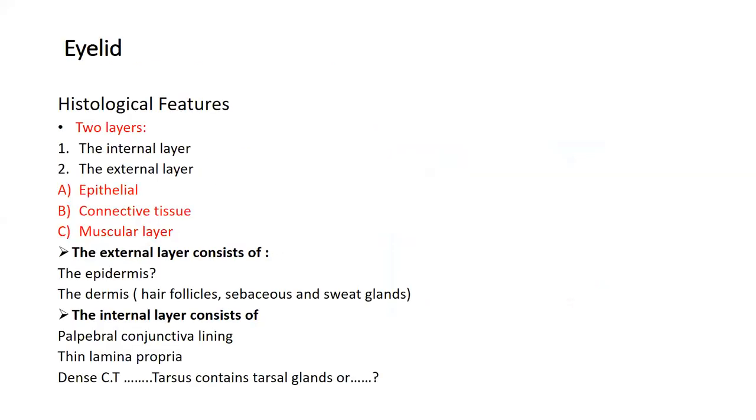Now, in this section, please unmute. You can ask questions in the end.